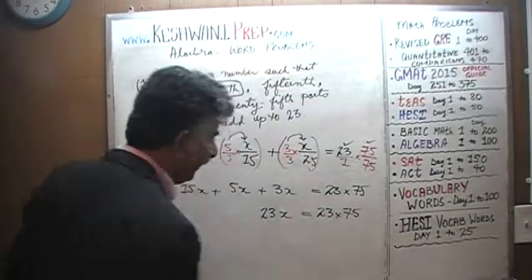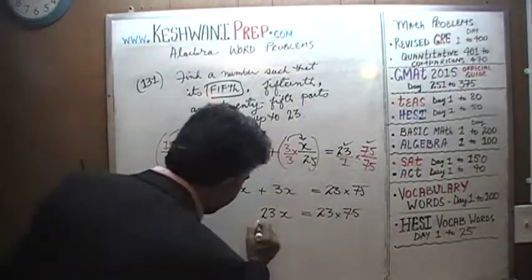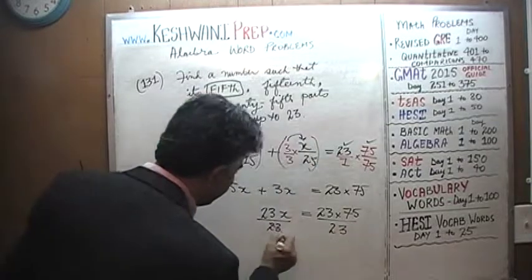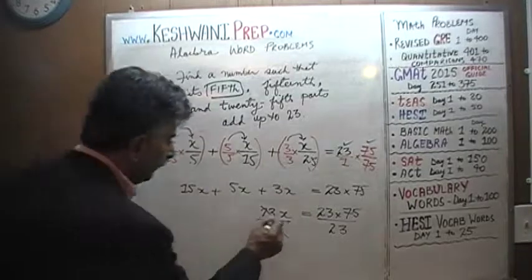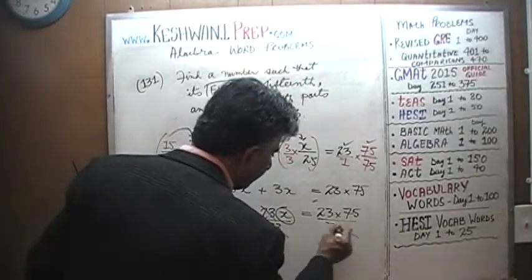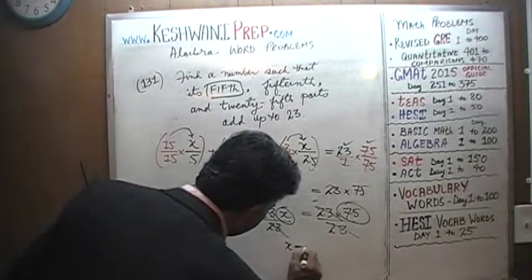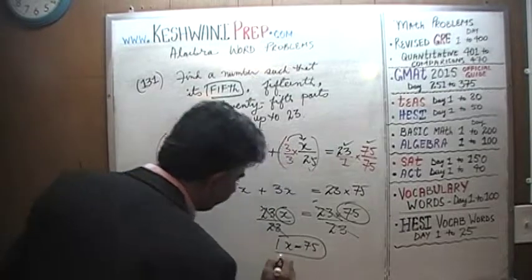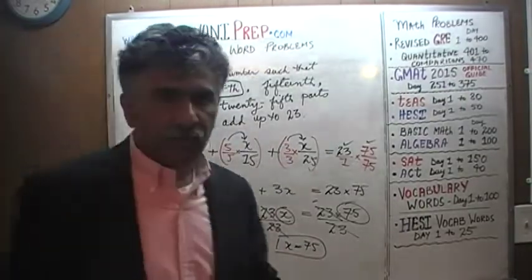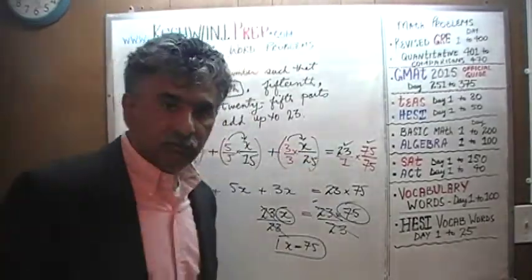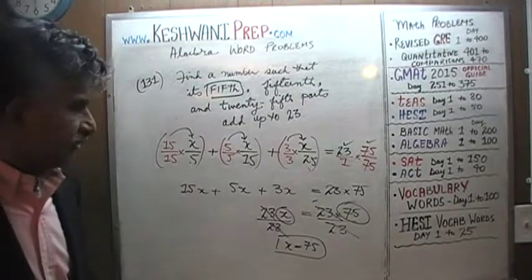23 times 75. Divide both sides by 23 so that we can have the x by itself, and we are done. 23 is going to cancel out, and x equals 75. The last thing we need to do, as always, is to make sure that our answer is correct. We need to verify it. Let's take a few seconds to do just that.